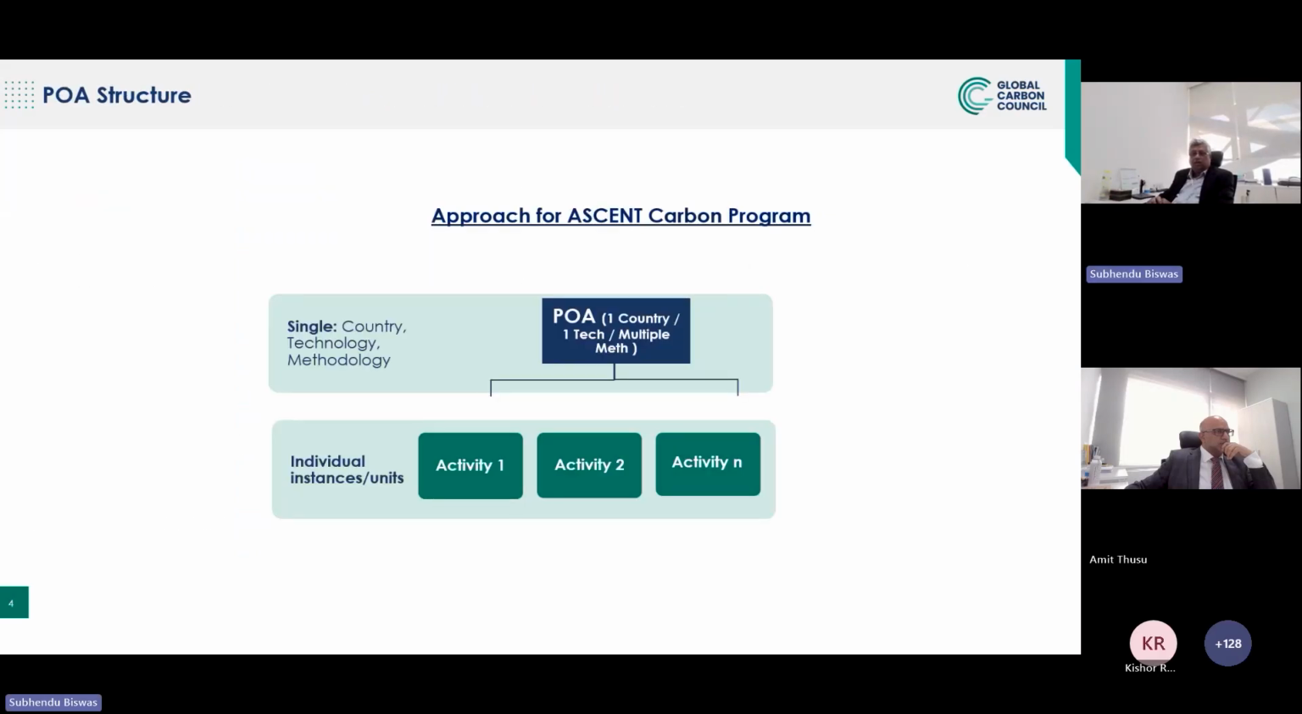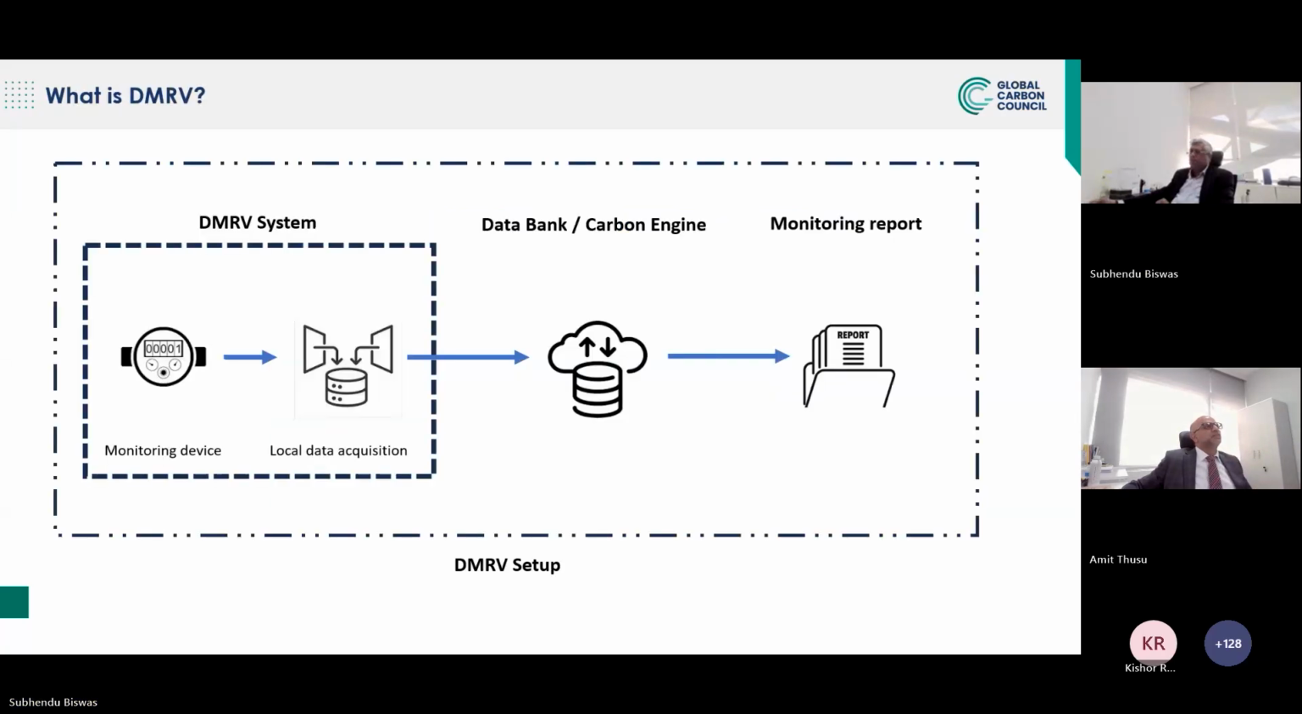The structure is totally different from what you're accustomed to in the carbon markets. The structure is one POA, which is one country, one tech, maybe multiple methodologies, directly mapped with interventions, or we call them MAs, or mitigation activities. The CPA layer is taken out in between to reduce complications and to reduce the amount of documentation required. I won't dwell on this, we have already talked of it.